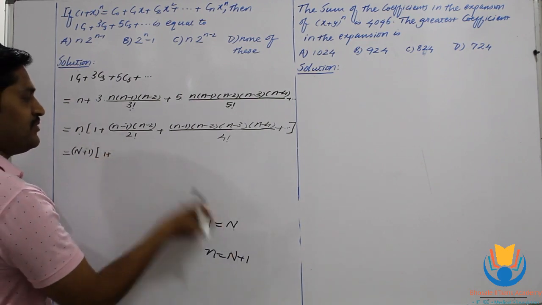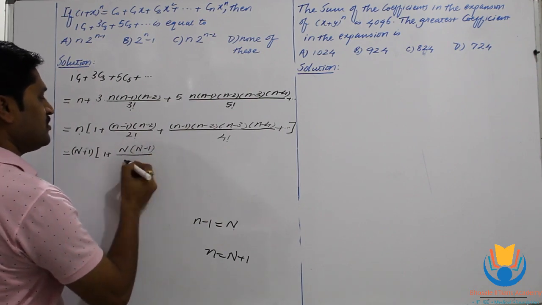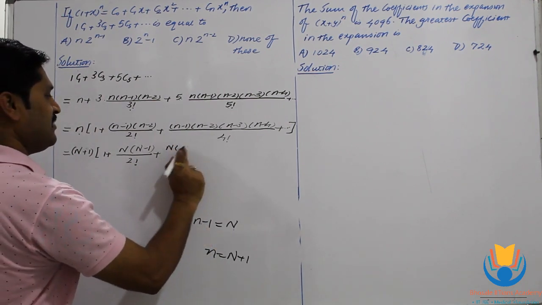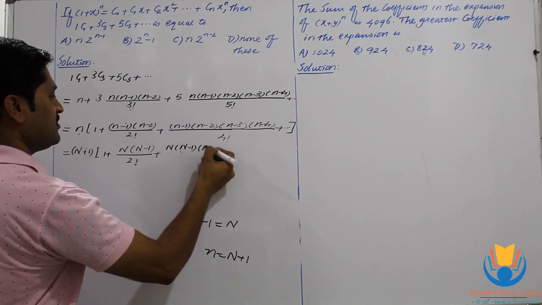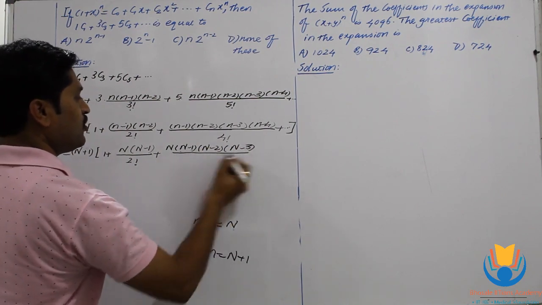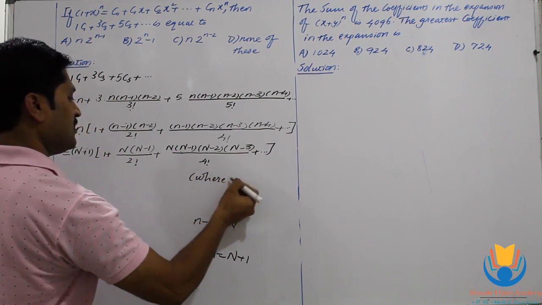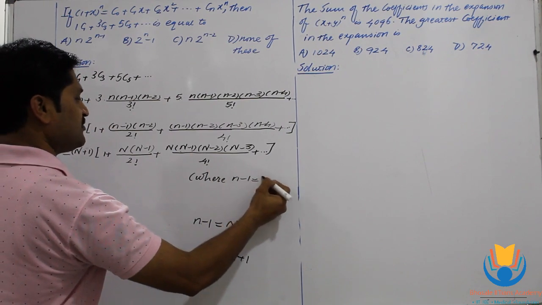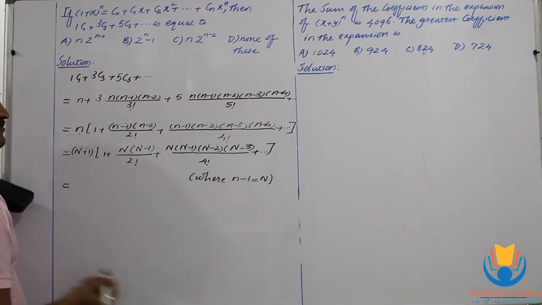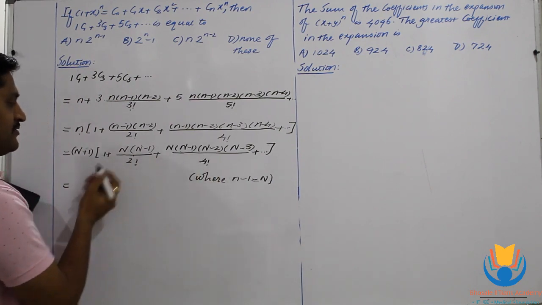As I said, this n minus 1 will become n into n minus 1, that upon 2 factorial, plus again n into n minus 1 into n minus 2, that whole upon 4 factorial plus dot dot dot, where the value of n minus 1 I substituted to be capital N for some time. So as you can see here, this is the value of NC2, this is the value of NC4, and this is the value of NC0.